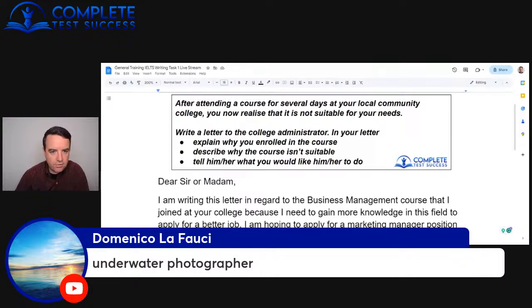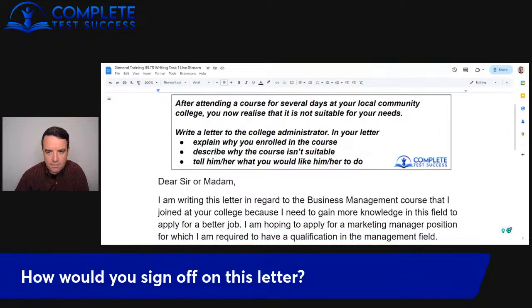But unfortunately, you're not responding to what the prompt asked you to discuss. It asked you to describe why the course isn't suitable, and therefore what you've written here wouldn't address that. In no part of what you've written have you said why the course isn't suitable. So that's not going to be an appropriate response.